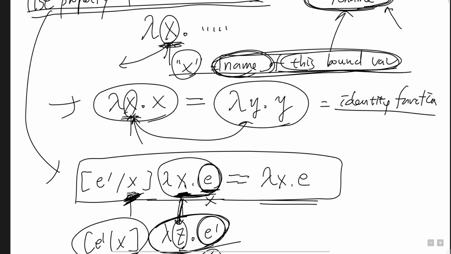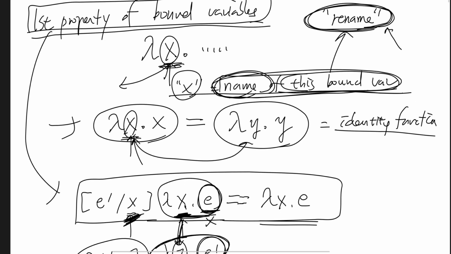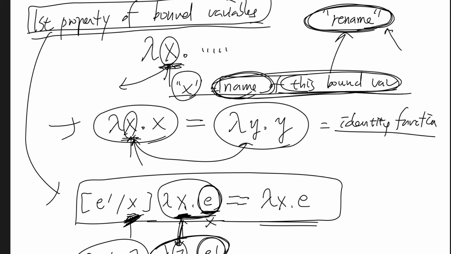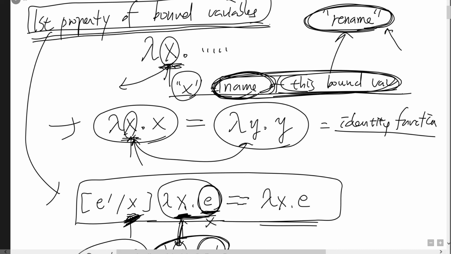All right. So let's formally define this notion of renaming bounded variables. We learned that the first property of a bounded variable says you may rename bounded variables because the name of bounded variables doesn't matter. So let's define this notion called renaming.